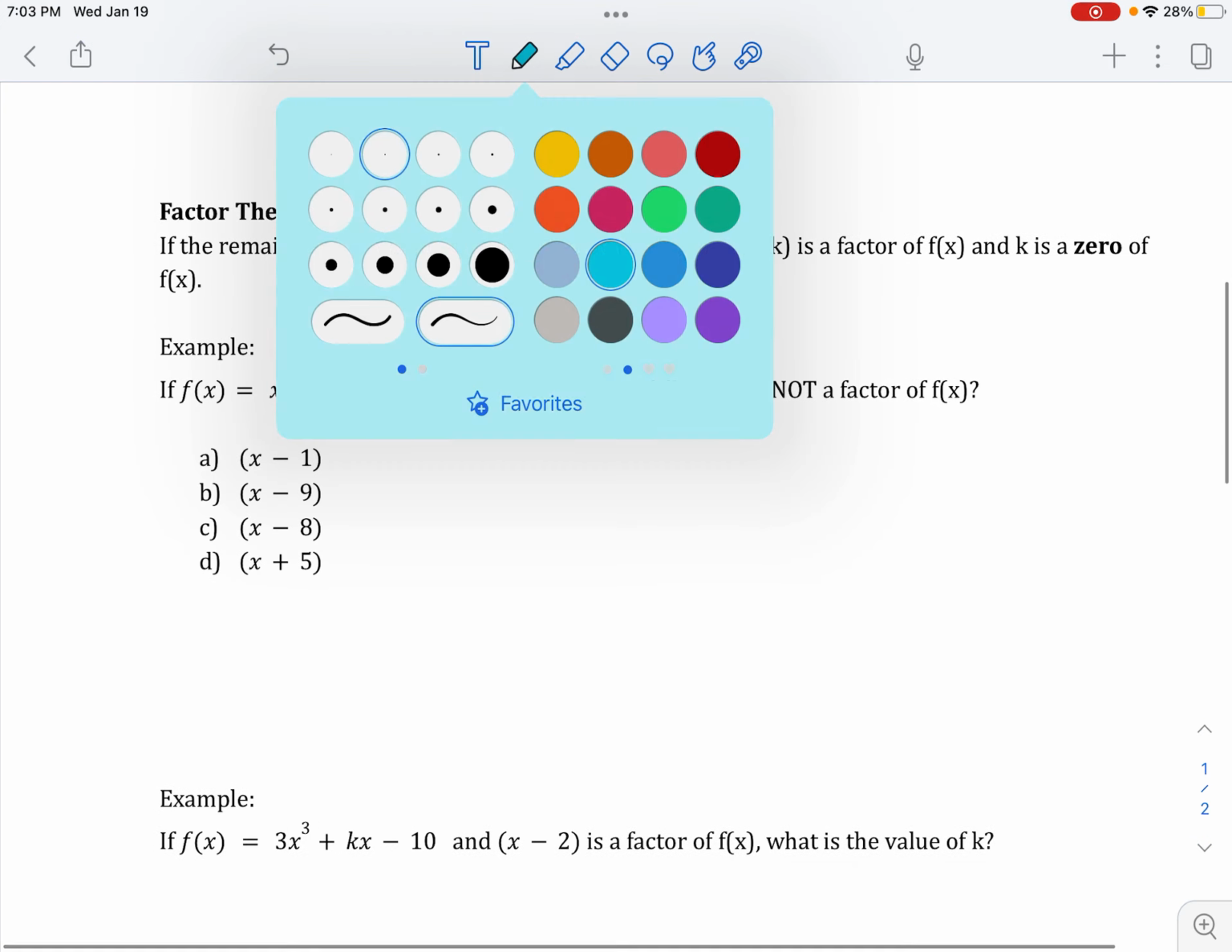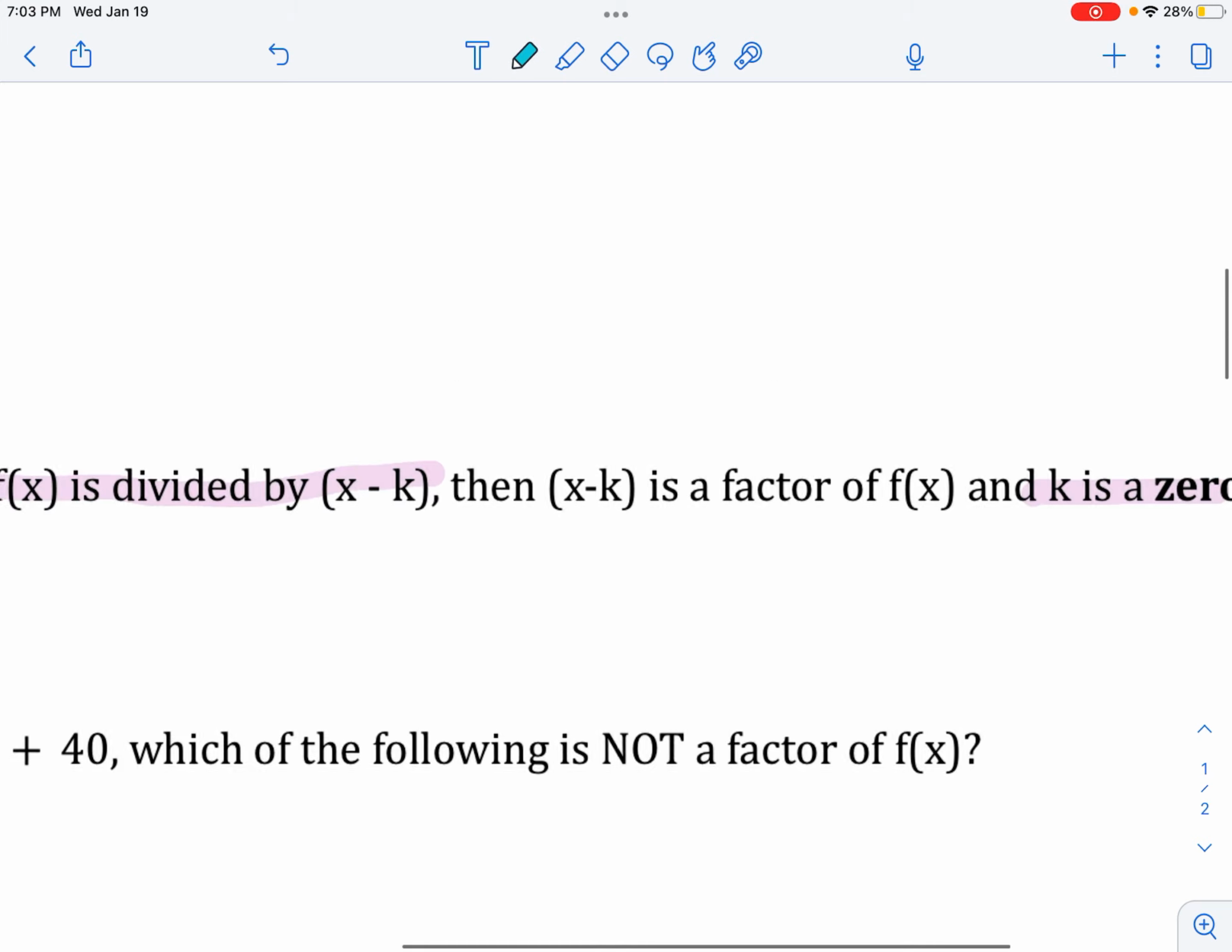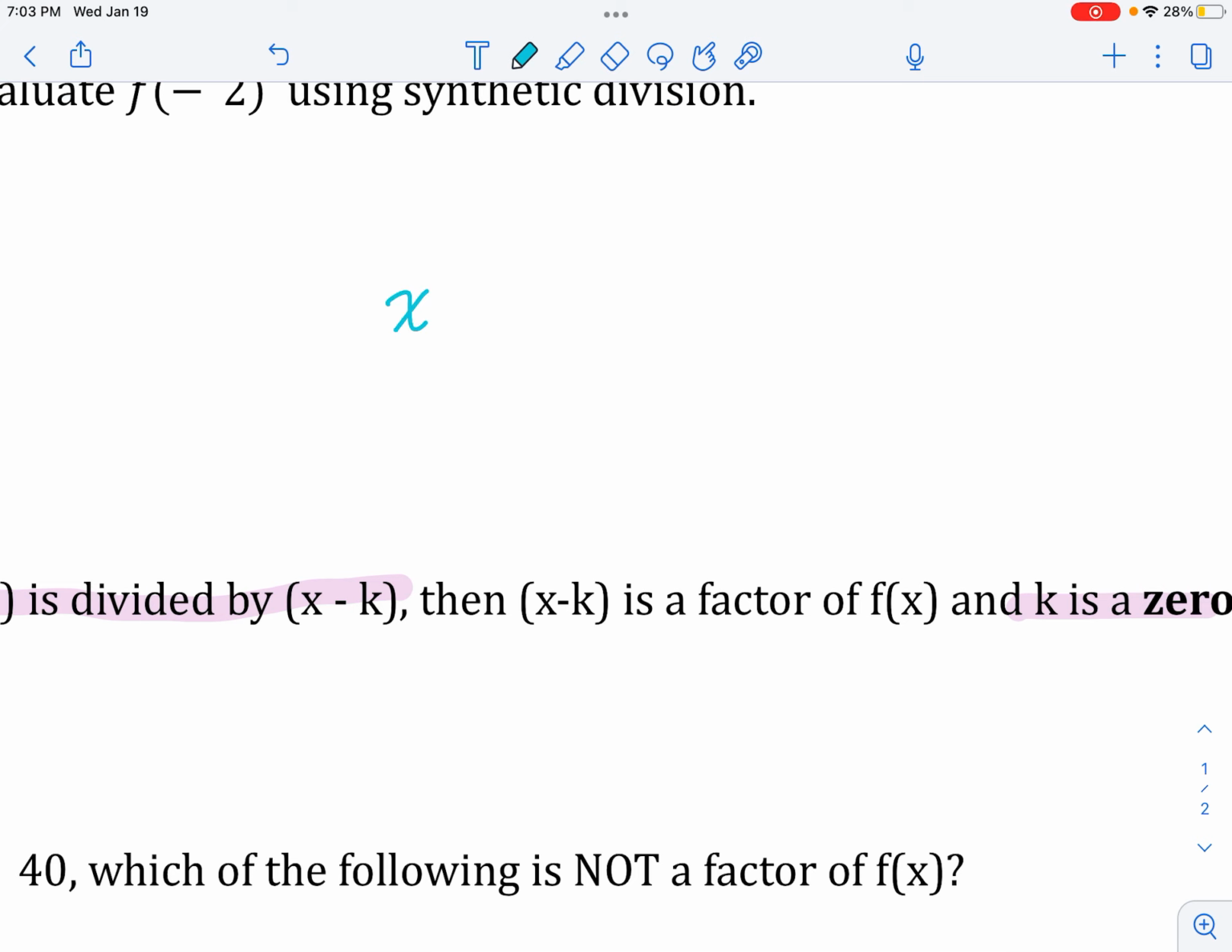Let's move below to the factor theorem. This is the second theorem we're going to do today. This one says that if the remainder is 0, or there's nothing left over, when f of x is divided by this factor, right, then that's a factor of f of x, okay? What that means is that k is a 0 of f of x. So what does that mean? Well, if I give you the factor x minus 3, and I divide that out, right, and I get 0 as a remainder, that means this is a factor, right?